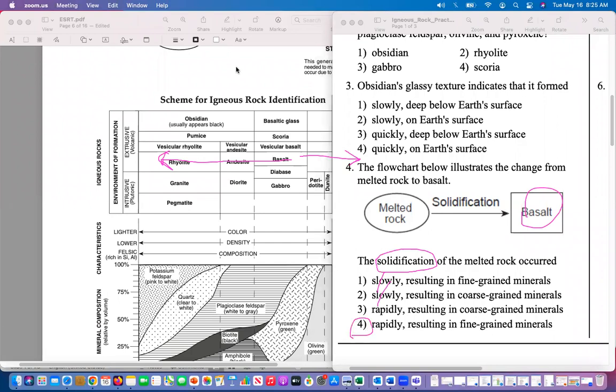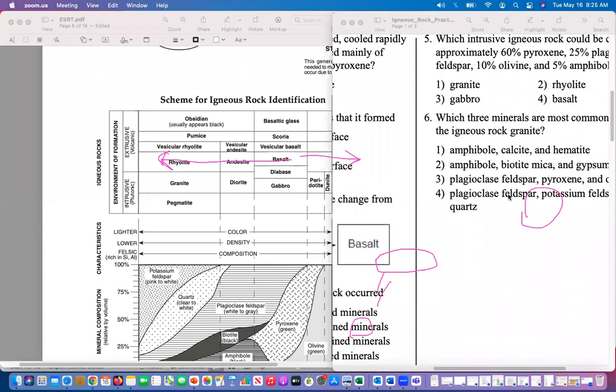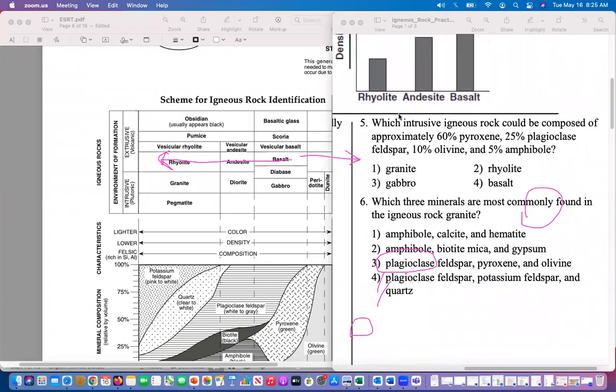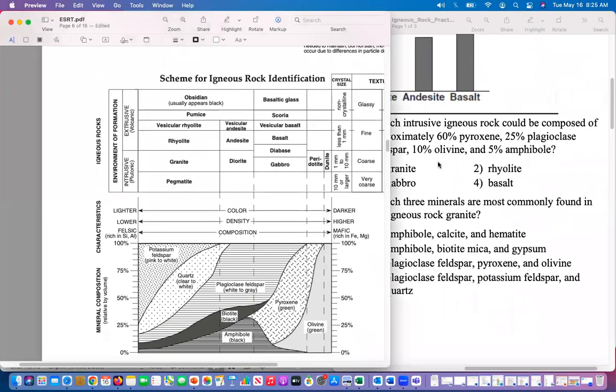Taking a look at number five. And so number five says, which intrusive rock could be composed of approximately 60% pyroxene, 25% plagioclase feldspar, 10% olivine, 5% amphibole. So I'm looking for a section, right, where more than half of it is filled up with pyroxene. A quarter of it is plagioclase feldspar.